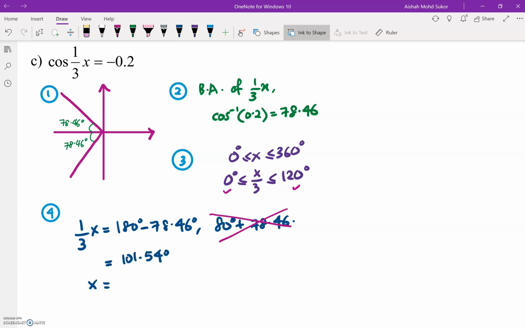To get x, we'll multiply the angle by 3. If you want to check your solution, 101.54 lies within 0 to 120. And 304.62 lies within 0 to 360.